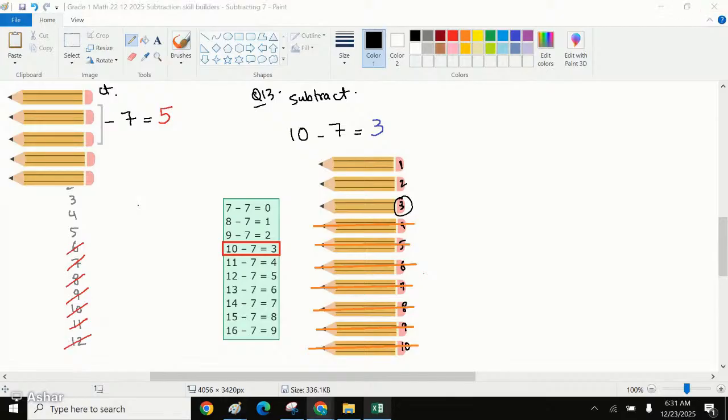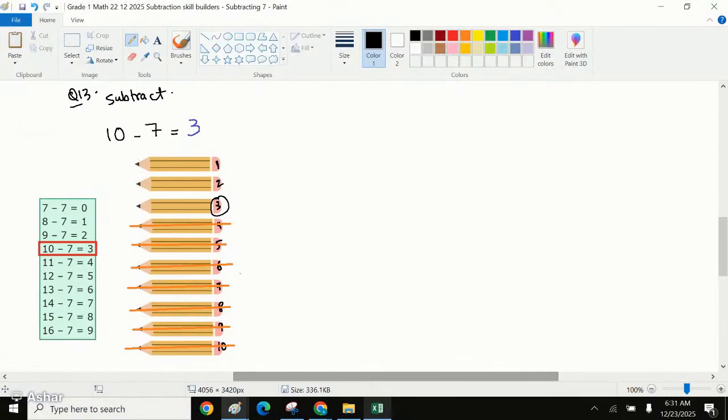Question number 14. The next question says, it must be on your screen as well, right? When you click onto the next, you will find the same questions. So question number 14 says, subtract 9 minus 7. Okay. So how can we find 9 minus 7?